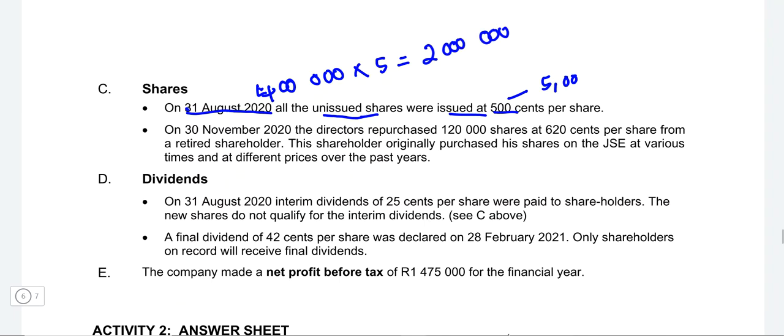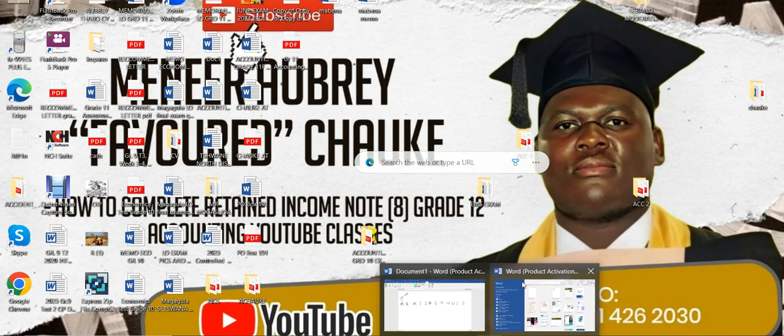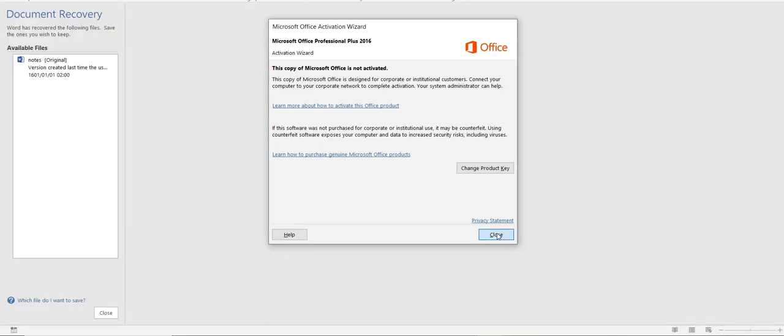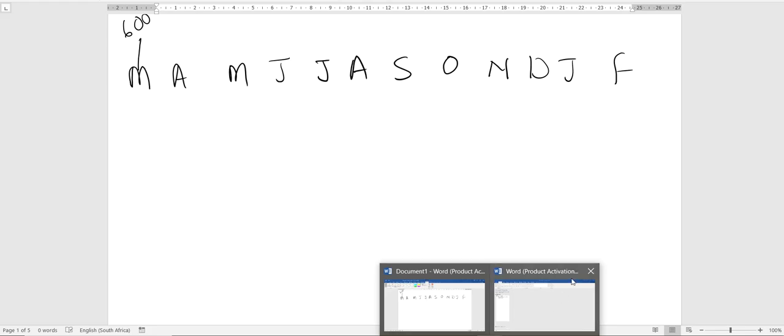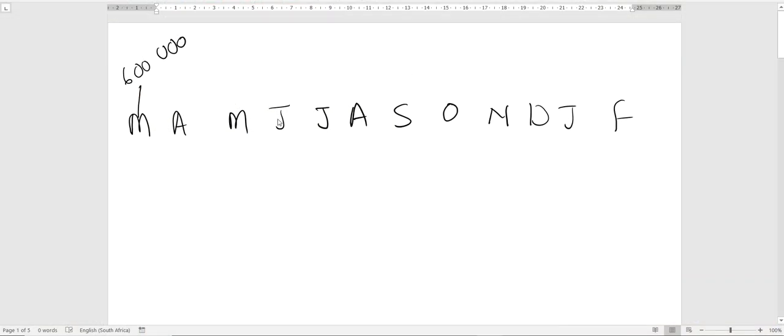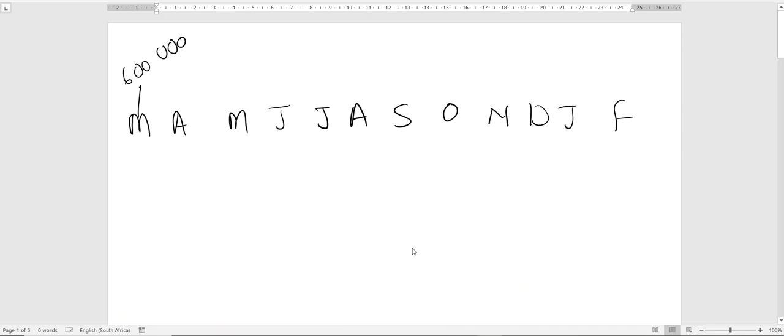Okay, but we need to also update our timeline so that we don't forget. Let me close this so that it doesn't disturb me. I'm going to go back to our timeline here. So remember, the 31st of August is here. According to the information, this is where we issued. They said we issued on the 31st of August 2020. So this is where we are. We issued an additional 400,000. So to date, 1 million shares were issued.